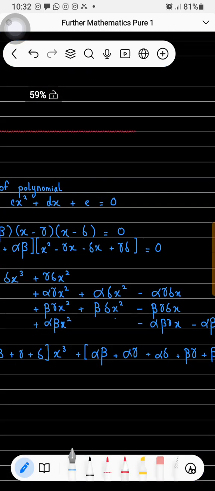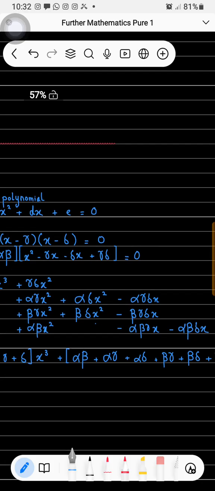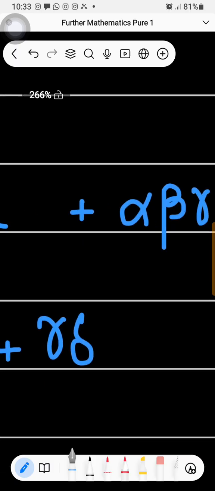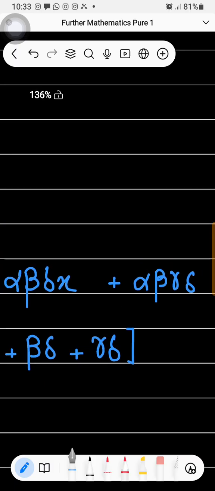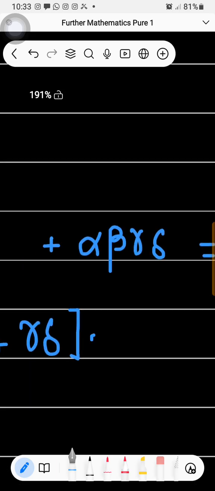So you can check all 6 terms. I wrote here alpha beta, alpha gamma, alpha delta, beta gamma, beta delta, gamma delta, and the bracket closes here, and it is x square. Yes, it is x square.